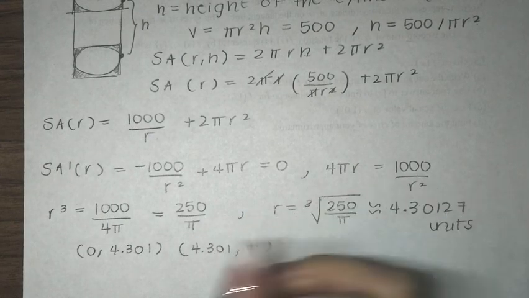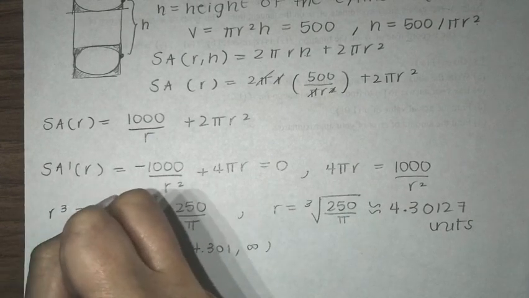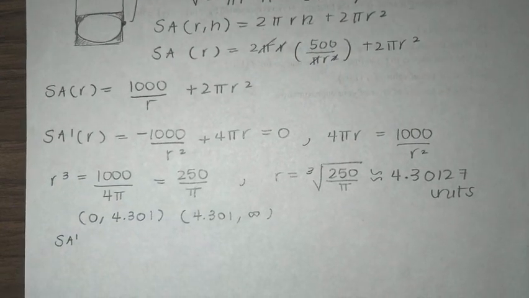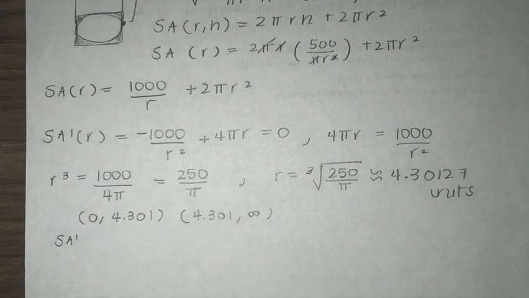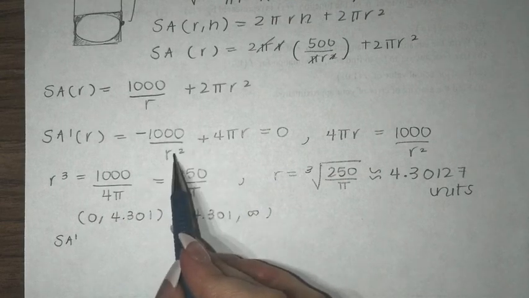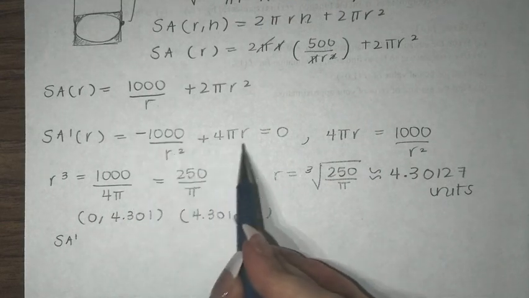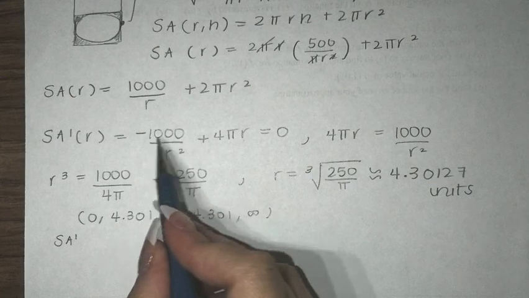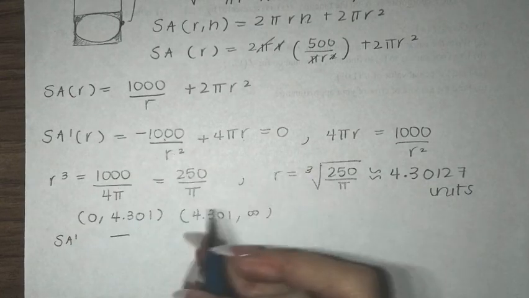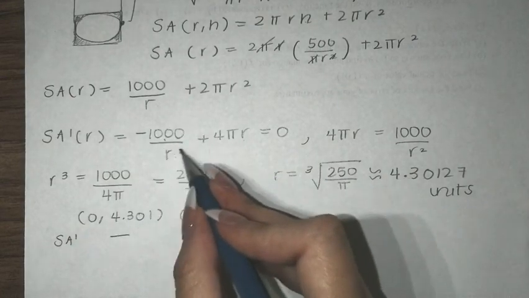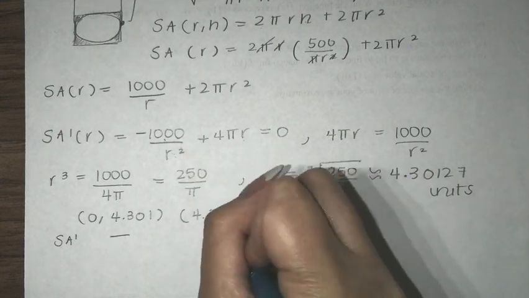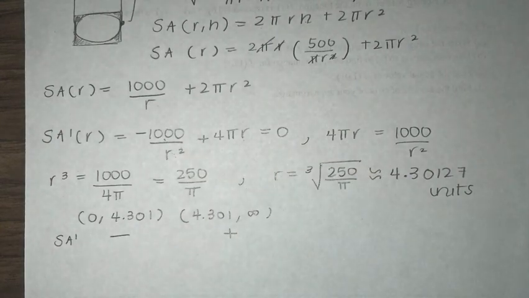Okay, so you have this, and then you have to test the surface area prime. Okay, so you select, let's say, 1 again. So if you select 1, this is going to be very negative. This is going to be much smaller than this one, so obviously this is negative. If I put 100 here, this is going to be smaller, this is going to be bigger, therefore this is positive. This is again a relative minimum, as you can see.